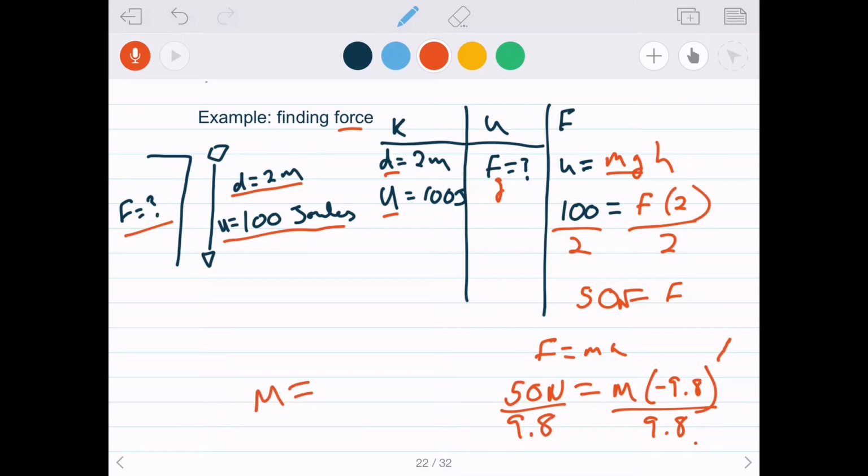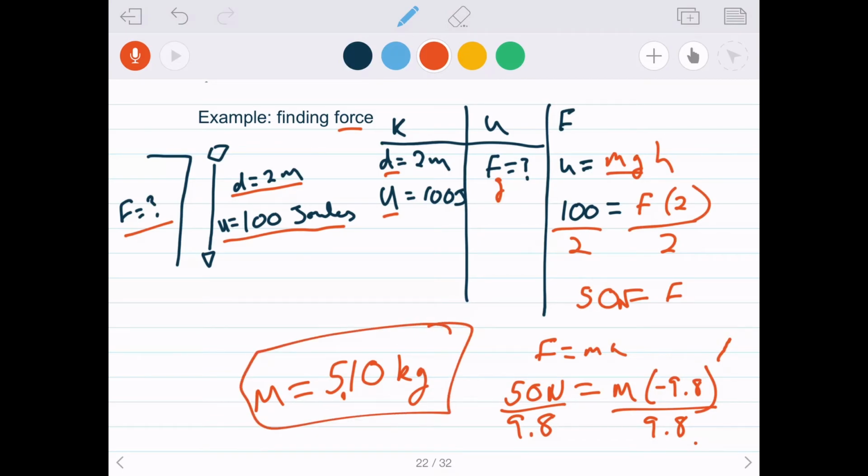And in this case, my mass is going to be 50 divided by 9.8, which is 5.10 kilograms. Okay, that's part B of the problem. You also have some like this, so go ahead and try those.